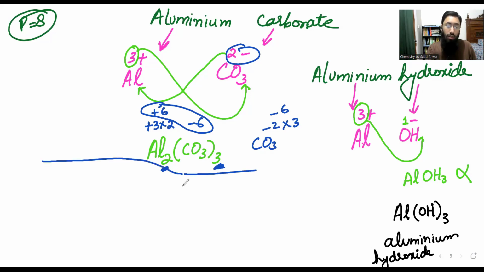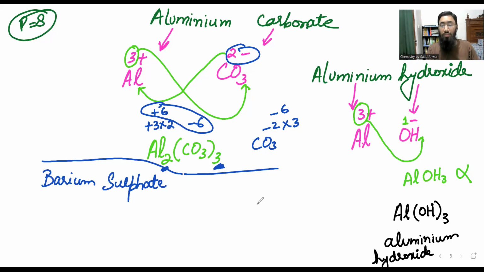Now I have to write barium sulfate. So from the periodic table, can you figure out the charge and the symbol of barium? The symbol is Ba, barium, in group 2. Exactly, Ba. Group is 2, so it carries plus 2 charge.